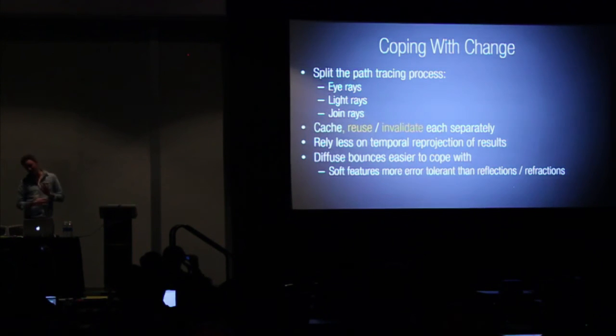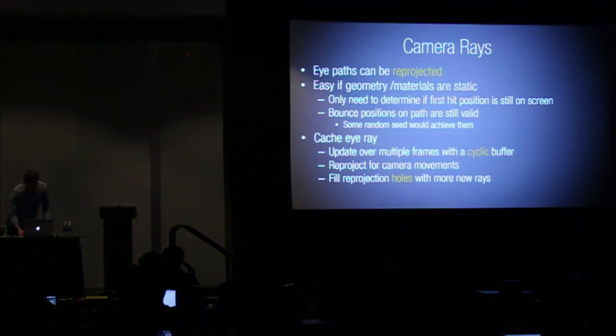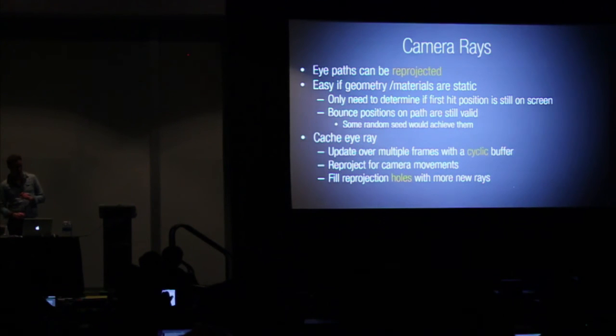So what can I do to sort of hack around this and make it work, given what I want to do in production? I've split the path tracing process into eye rays, light rays, and join rays. And I'm going to try and hack each one to make them work. Eye rays can be reprojected to some degree. So if I move the camera, I can probably take an eye ray and work out where it now is in space, as long as the geometry and materials are static.